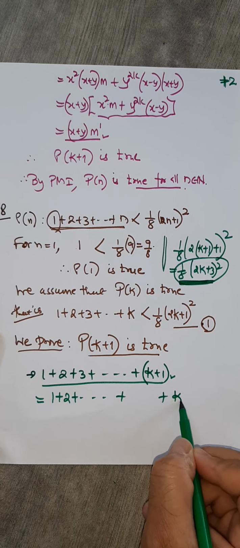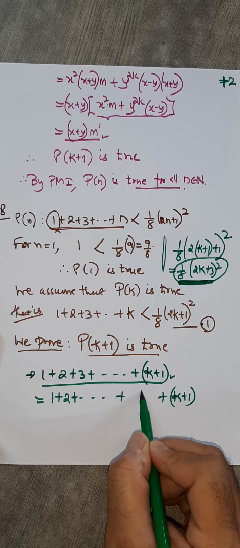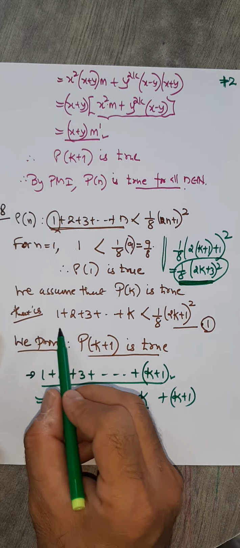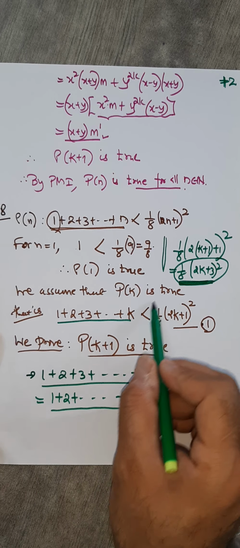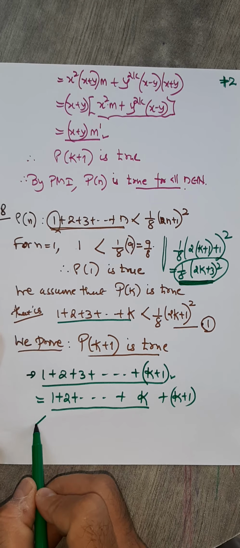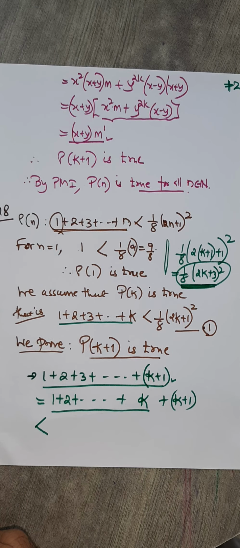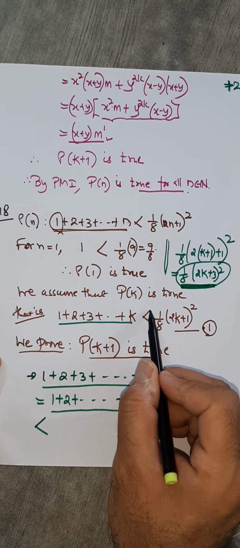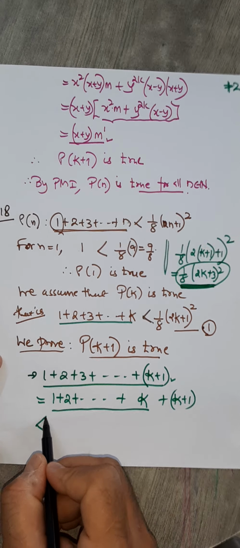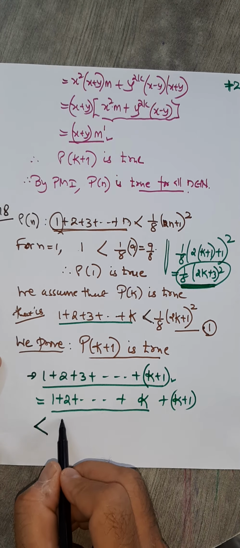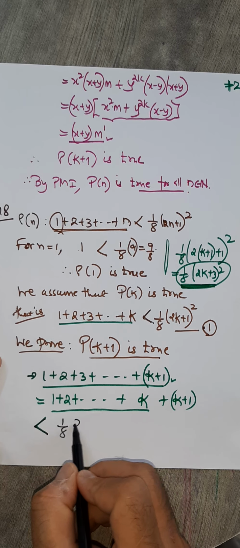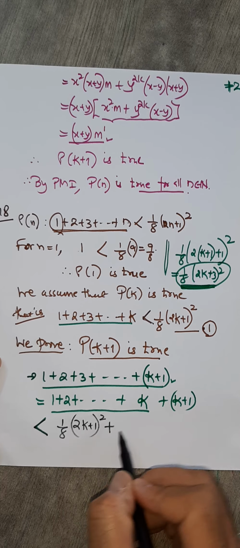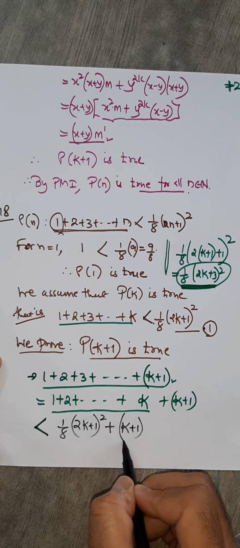Okay, so let's write here up to kth term. Last term is k plus 1. What's the previous term? It is k. Now you know by equation 1 this is less than, not equals to, remember. So here is your less than sign. This is a very important point: in all earlier examples you had equal to, here you have less than. So this is less than 1 upon 8 into (2k plus 1) the whole square plus the last one, which is k plus 1.